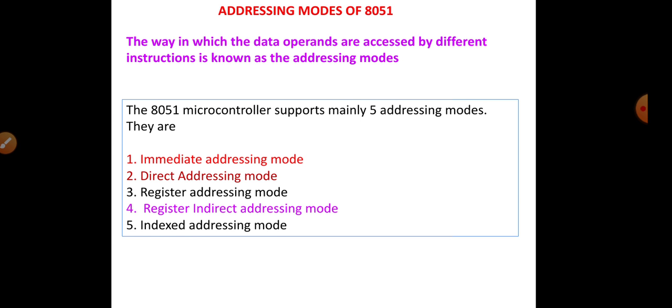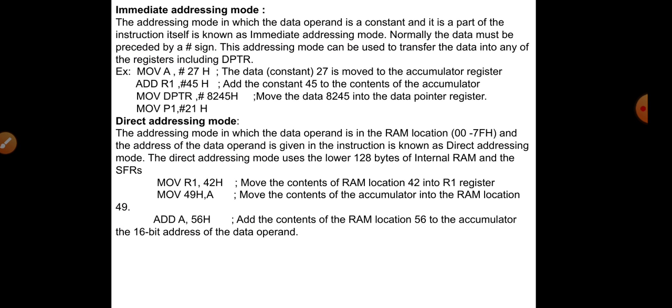Okay, let's have a check over all the 5 things. The immediate addressing mode is the addressing mode in which the data operand is a constant and is part of the instruction itself. Means in case of immediate addressing mode, data is a part of the instruction. Normally whatever data you have should be preceded by a hash symbol.